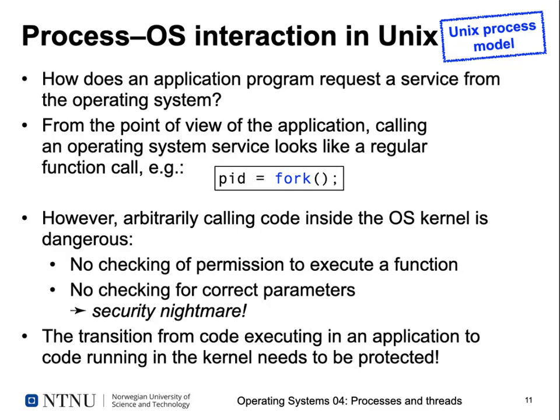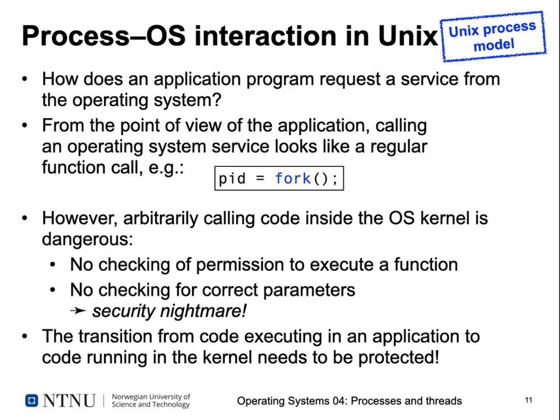So now we should take a look at how you as a programmer can actually use these services Unix provides, for example, to input and output information, and especially to create processes, to handle processes, and so on. So first we should look at how you as a programmer writing application programs are actually able to request a service from the operating system.